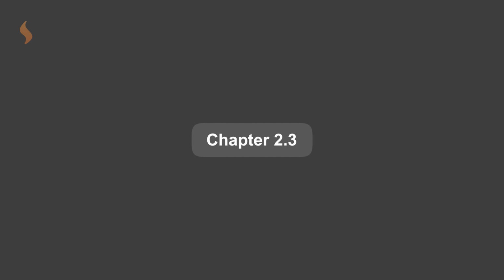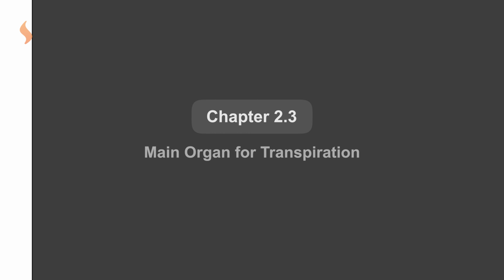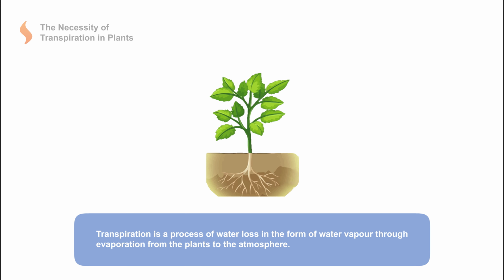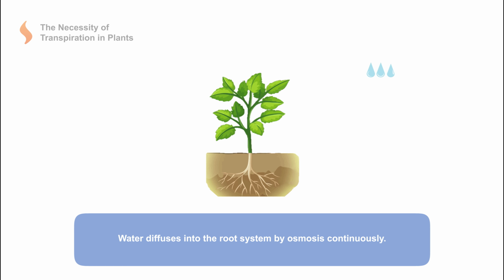In Chapter 2.3, we are going to discuss the main organ for transpiration. Transpiration is a process of water loss in the form of water vapor through evaporation from the plants to the atmosphere. Even though the transpiration process takes place through the stem and flower, 90% of water diffuses out through stomata pores in the leaves. Water diffuses into the root system by osmosis continuously.